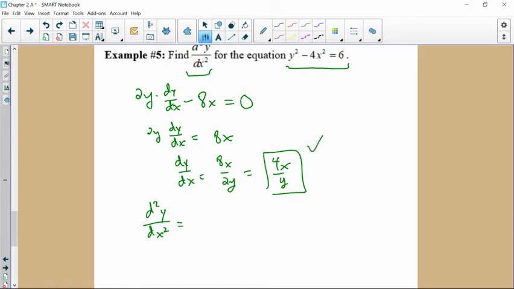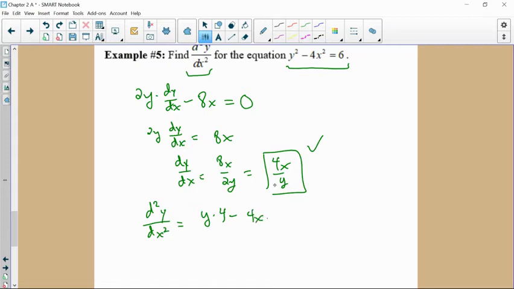Now, I'm not there to hear the moans and groans, but yes, that's a quotient rule, right? Low d high minus high d low over low low. So here we go, quotient rule. Low d high. So the low is the y, d high is just a 4 because the derivative of 4x is 4, minus high 4x d low.